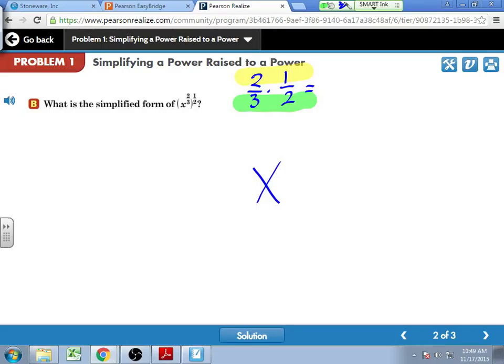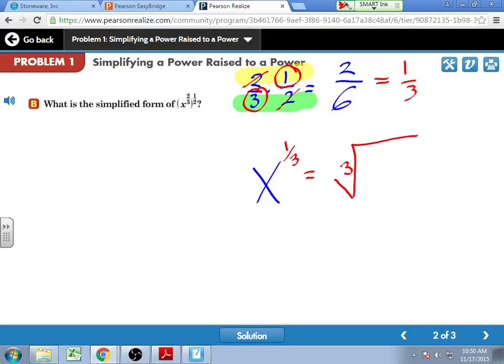So what's 2 times 1? 3 times 2? Or 1 over 3. We could have cross-canceled this 2 and that 2 and just gotten the 1 over the 3. So it's really just x to the 1/3, or cube root of x.